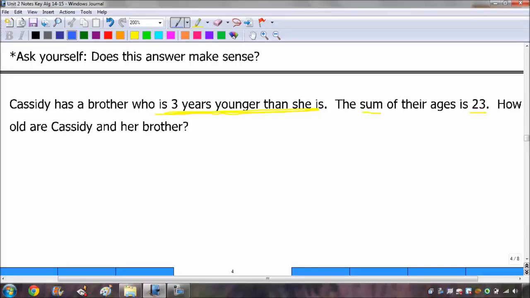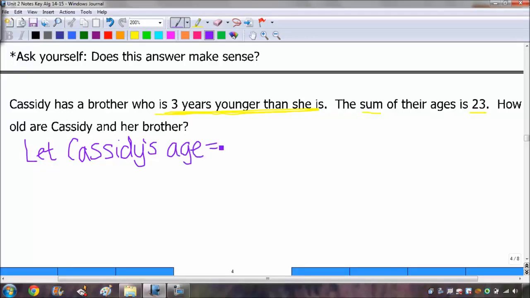Okay, now it says that Cassidy has a brother who's 3 years younger than she is, which means we need to know Cassidy's age before we can figure out her brother's age. So that means that Cassidy will be our first let statement. Okay, so we're going to say let Cassidy's age equal some variable because we don't know how old Cassidy is. So you can call it whatever you want. I'll call it X. Okay? Then, now that I've written that, I can write a let statement for Cassidy's brother, right? So let the brother's age equal, well, if he's 3 years younger than she is, then you have to take her age and subtract 3.